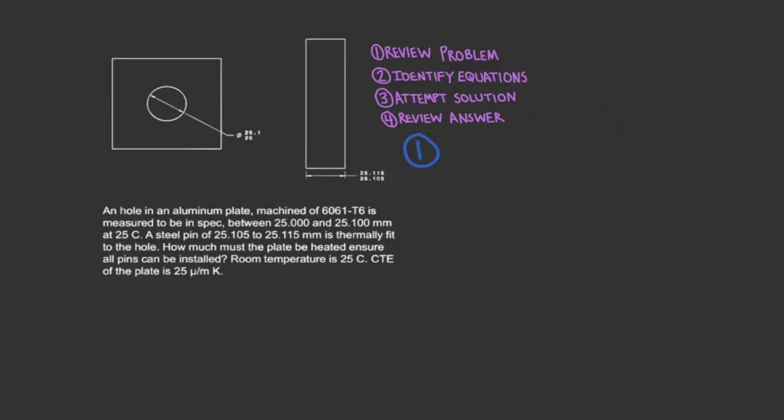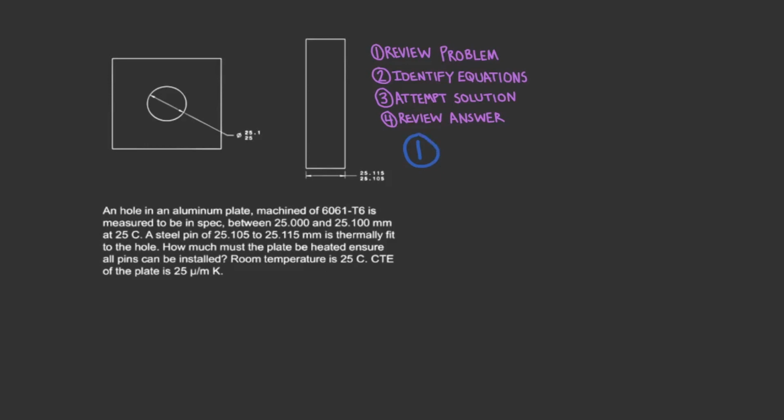The problem we are dealing with states: a hole in an aluminum plate machined of 6061 T6 is measured to be in spec between 25 millimeters and 25.1 millimeters at 25 degrees Celsius. A steel pin of 25.105 millimeters to 25.115 millimeters is thermally fit to the hole. How much must the plate be heated to ensure all pins can be installed? Room temperature is 25 degrees Celsius. The coefficient of thermal expansion of the plate is 25 microns per meter Kelvin.